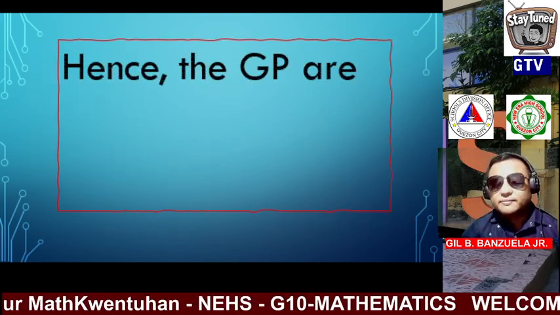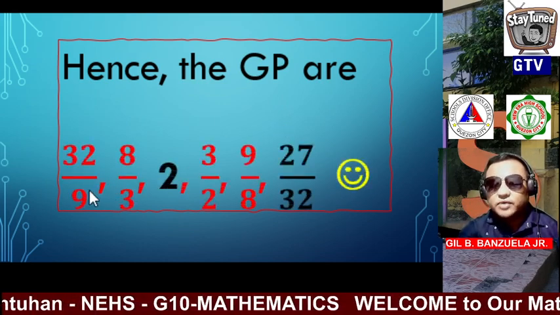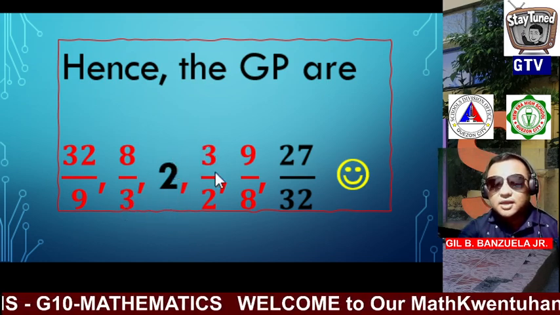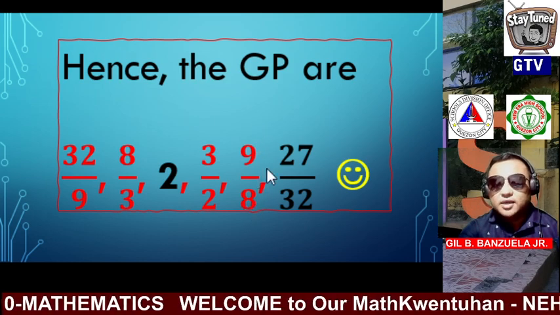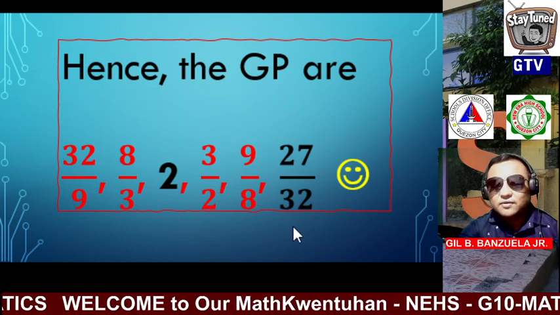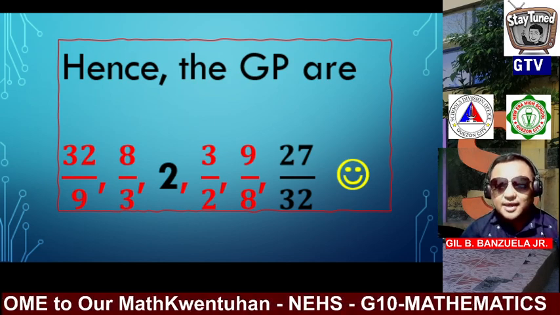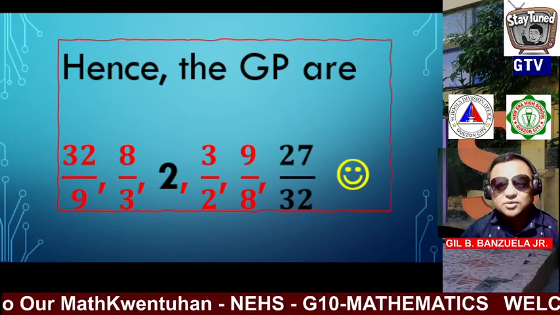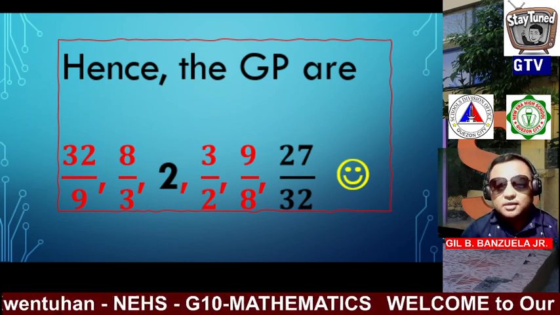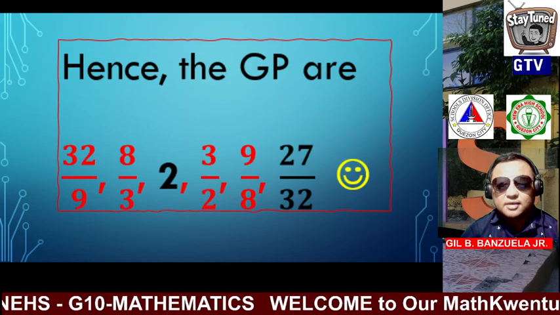So therefore, the geometric progression is 32 over 9, 8 over 3, 2 which is given, 3 over 2, 9 over 8, and 27 over 32 which is given. Alright? So therefore, this is our geometric progression. Again, if you are a bit confused, you may always pause this video, rewind, rewatch, practice using your pen and paper.